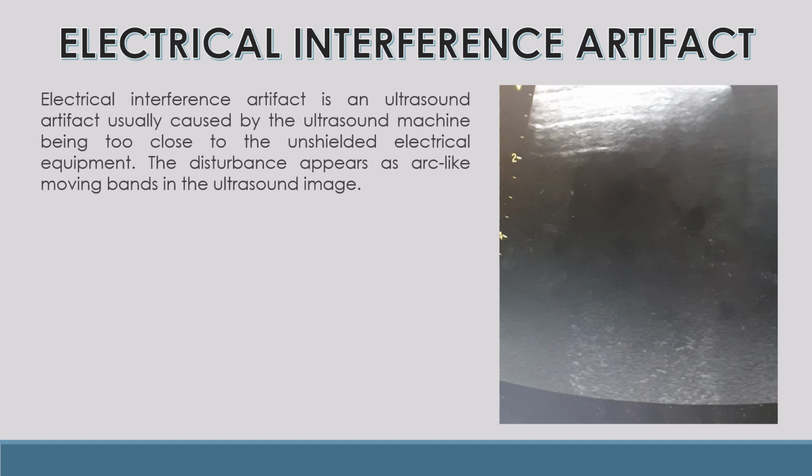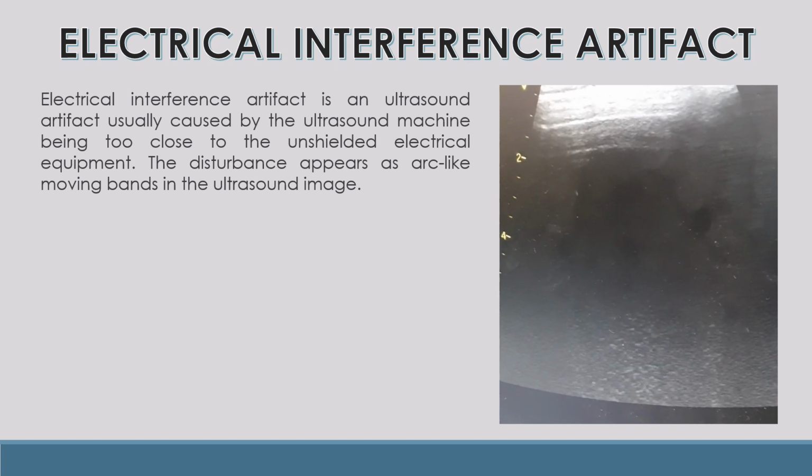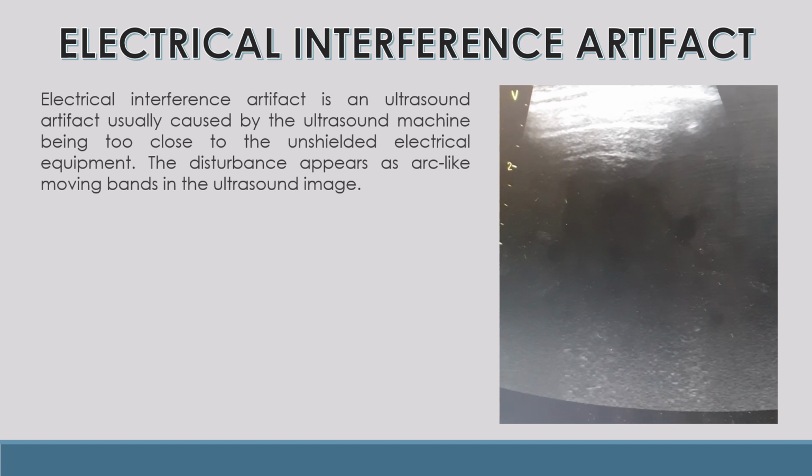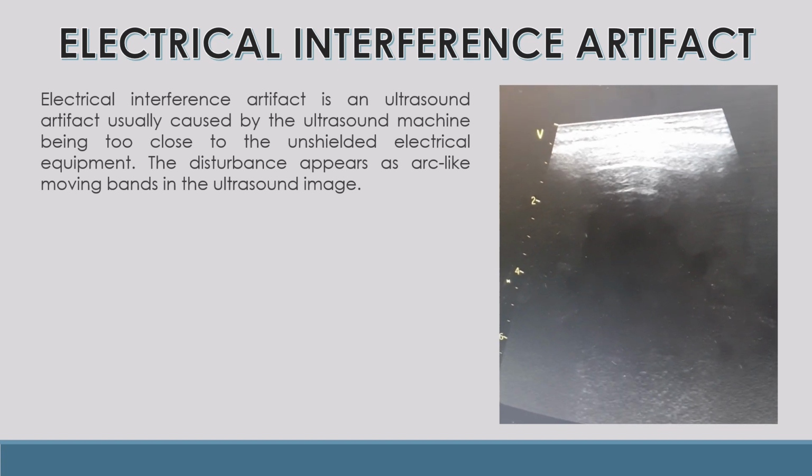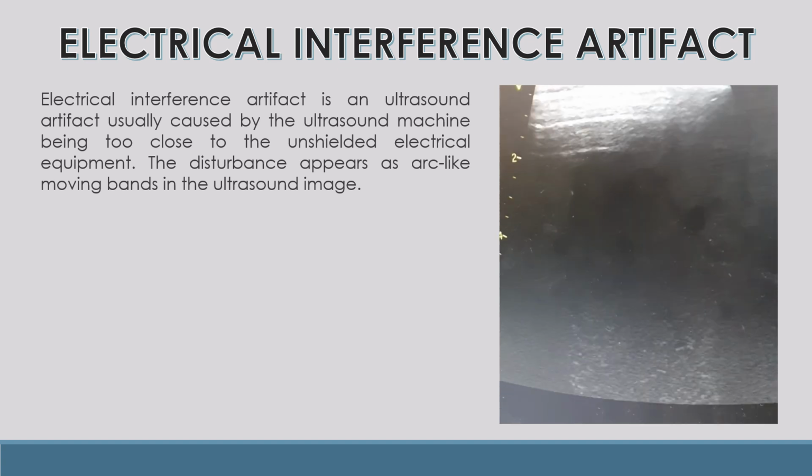Electrical interference artifact. Electrical interference artifact is an ultrasound artifact usually caused by the ultrasound machine being too close to unshielded electrical equipment. The disturbance appears as arc-like moving bands in the ultrasound image.